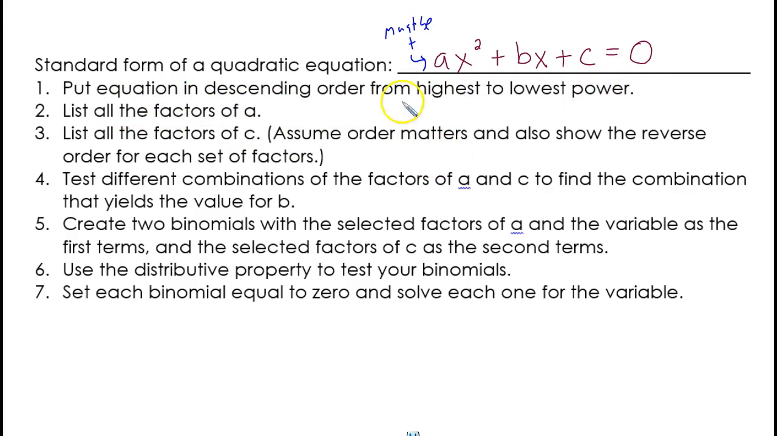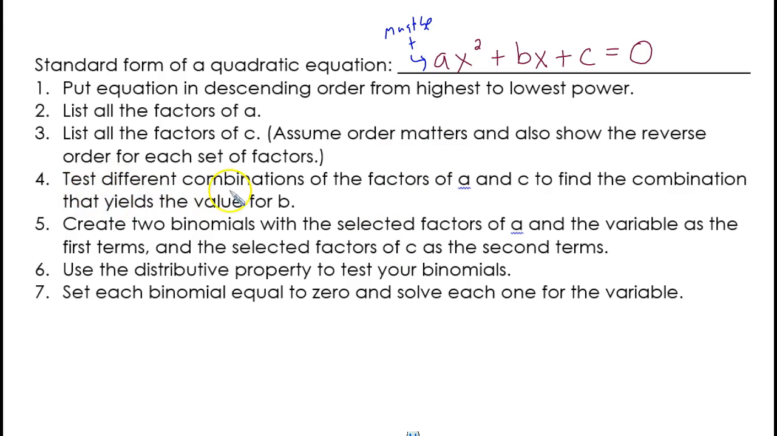So first, put the equation in descending order from highest to lowest power, starting with x squared, then x, then the constant. Next, list all the factors of a, then list all the factors of c. Assume that order matters, and also show the reverse order for each set of factors. When we have an a of 1, the order isn't as important because the first part is always x times x. But here we're going to have maybe 2x times x or 3x times x or something like that, where the order is going to matter because when you multiply by 3, it's different than multiplying by 1.